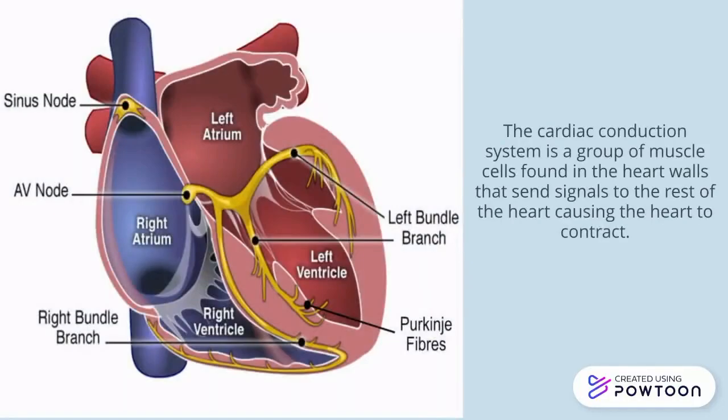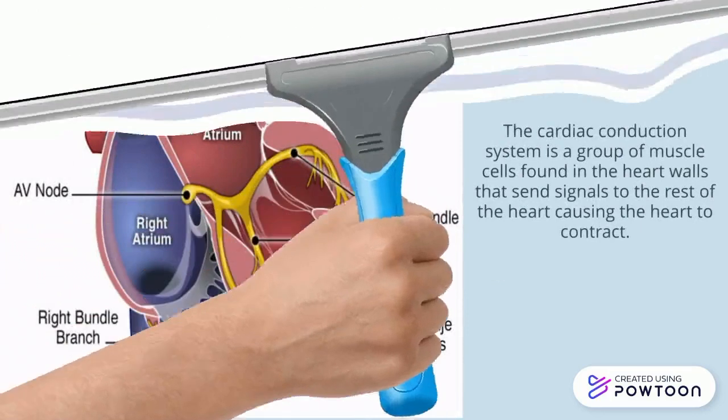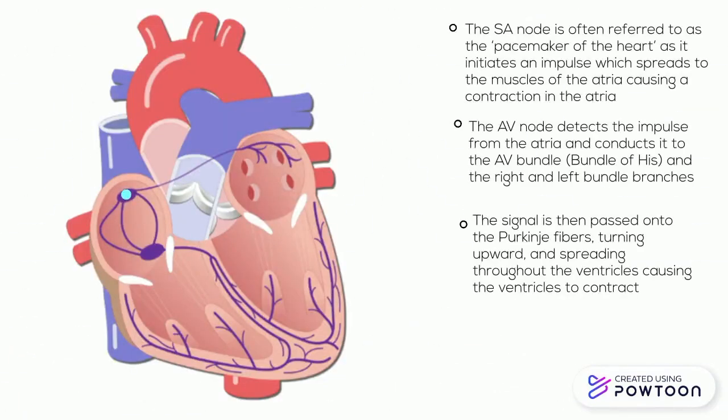The cardiac conduction system is a group of muscle cells found in the heart walls that send signals to the rest of the heart, causing it to contract. The SA node initiates the impulse which spreads to the muscles of the atria, causing them to contract. The AV node detects this impulse from the atria and conducts it to the AV bundle, and then to the right and left bundle branches.